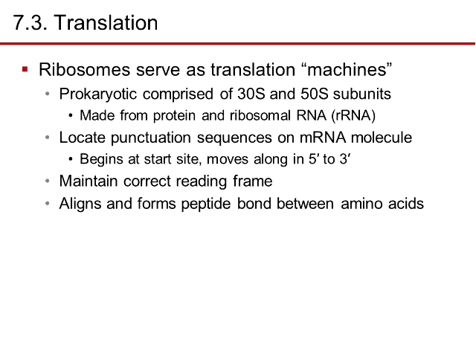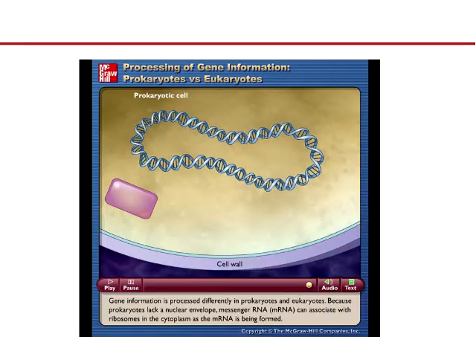The prokaryotic ribosomes comprise those 30S and 50S units we talked about, creating the 70S unit. They're made from protein and ribosomal RNA, or rRNA. They locate the punctuation sequences on a messenger RNA molecule, and they begin at the start site, which moves along in 5' to 3', like we said several times now. And they maintain correct reading frame, which is important. The ribosome aligns and forms the peptide bond between the amino acids. So translation is taking this messenger RNA and translating it to create this protein.